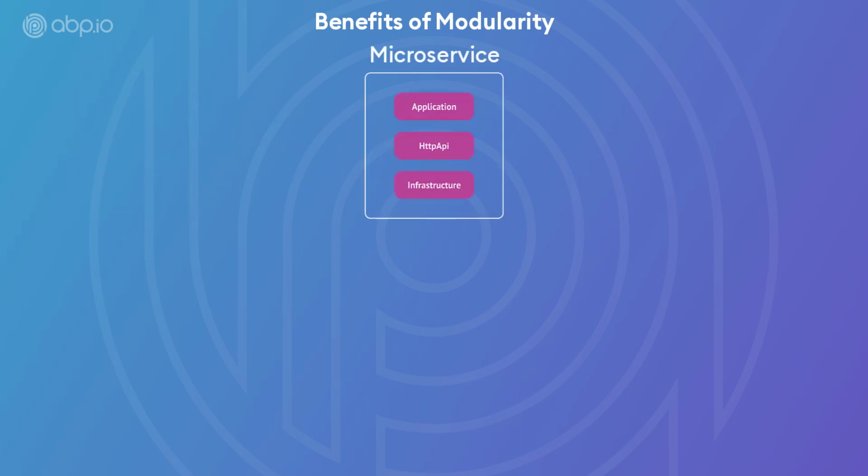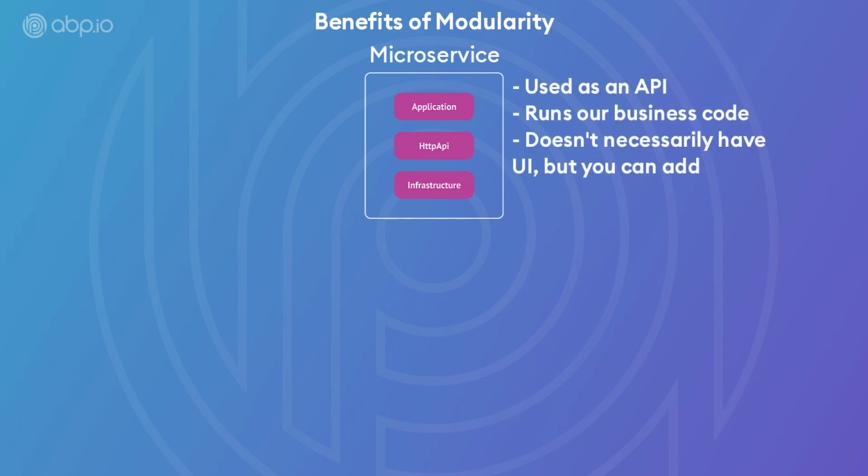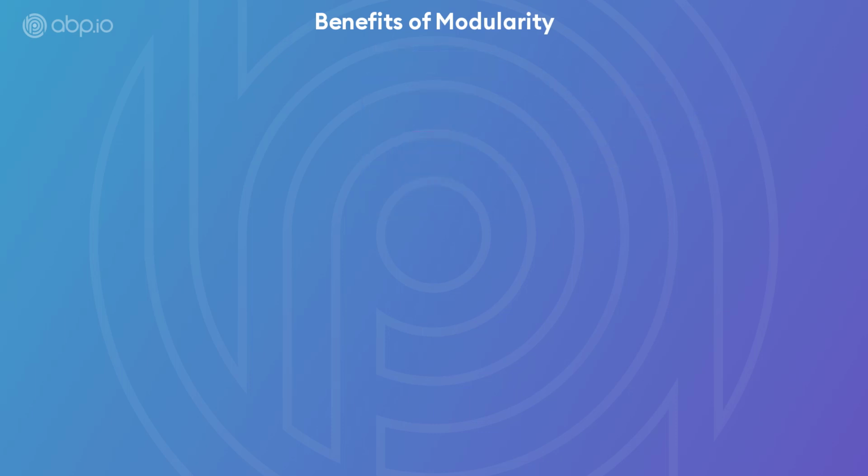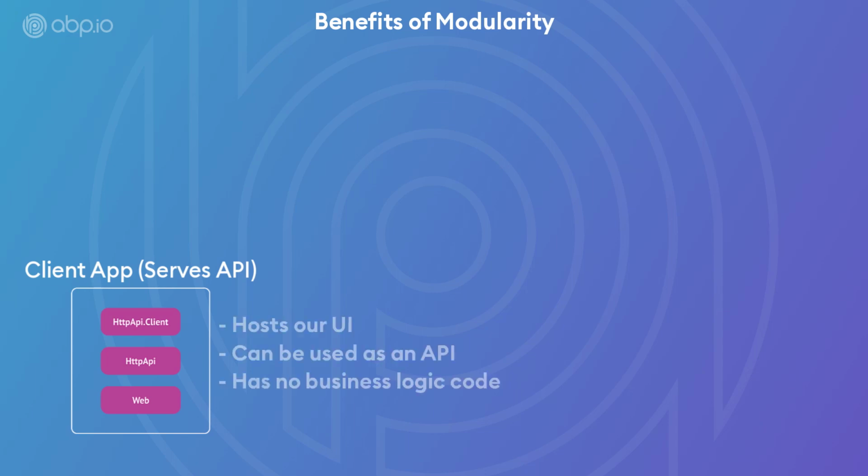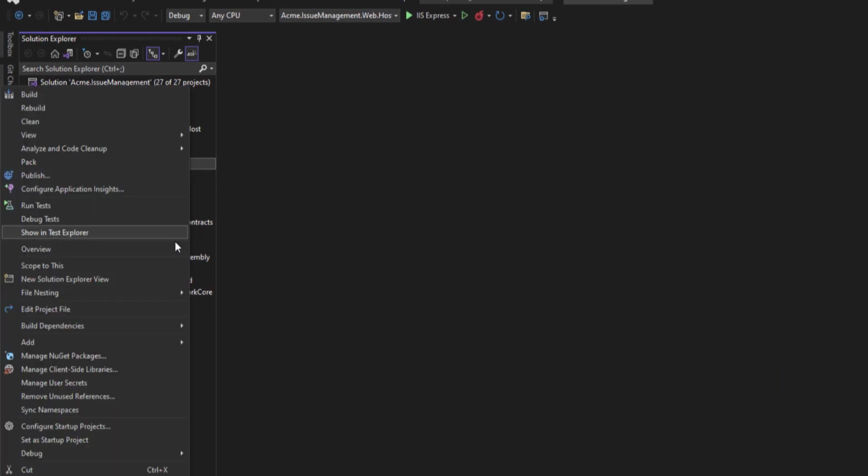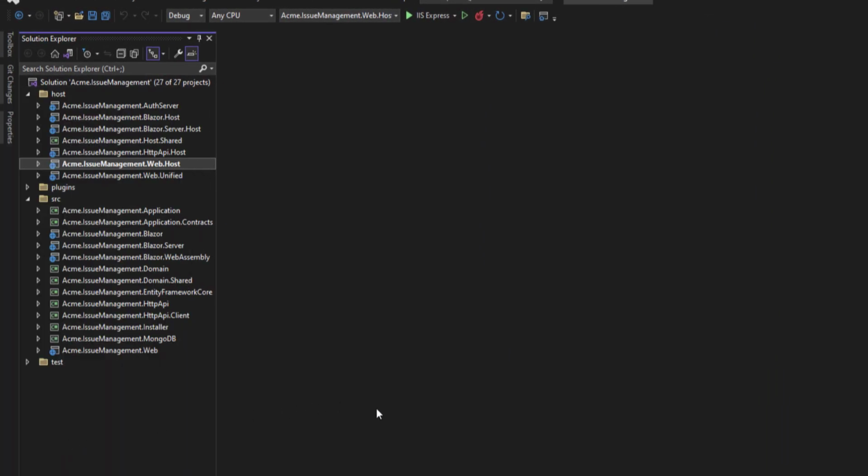And the second scenario is the microservice, which can be used as an API. It'll have our business logic, it is separated, and you do not have to add a UI. However, you can add a UI to it, the same way that the application module that we've created in this video has its UI, and it can be a very good example about the microservice scenario. And the third scenario is the client app that serves the API, which also includes the UI, but it does not have business logic.